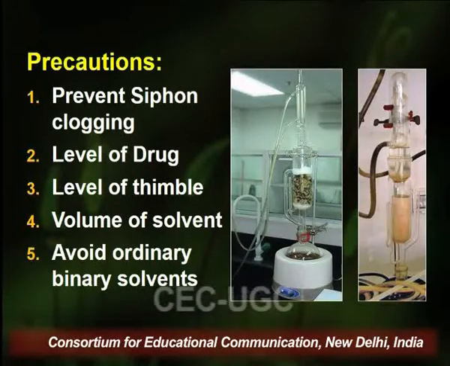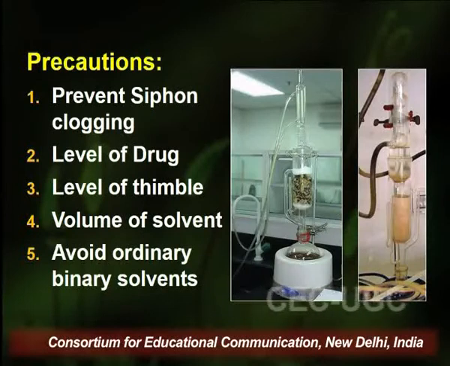So if you have packed the drug at a level which is above the bend of the siphon tube, then that amount of the drug which is present above the bend will not be extracted properly, because that area will not come into direct contact with the solvent. Every time the solvent reaches up to the bend of the siphon tube, it will trickle down back into the RBF, and the drug placed above that siphon bend will not be extracted properly.